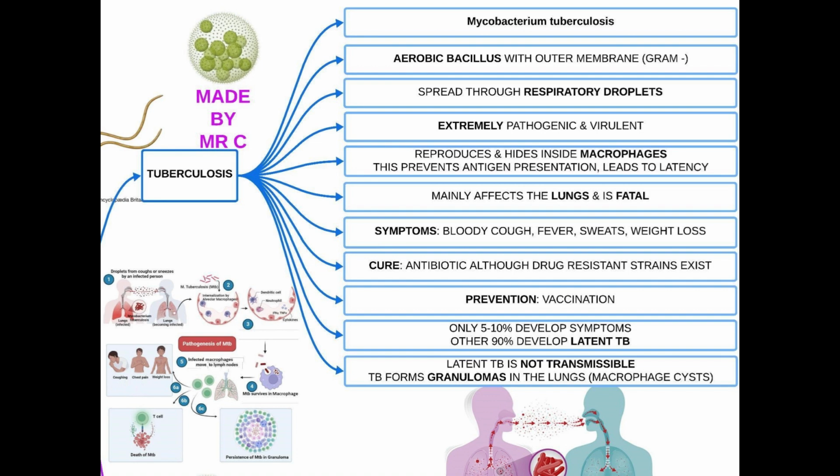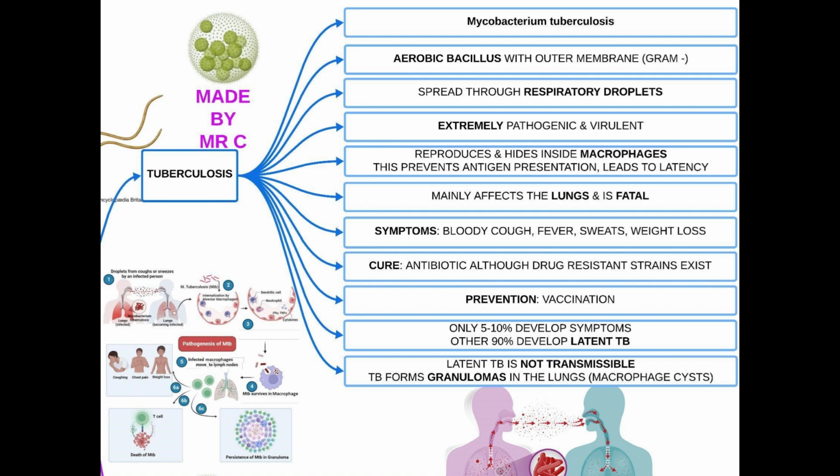The first is the type that causes tuberculosis. It's called Mycobacterium tuberculosis. It's an aerobic bacillus, which means it needs oxygen, and it's rod-shaped, and it has an outer membrane. It spreads through respiratory droplets, is extremely pathogenic and virulent. It reproduces and hides inside macrophages, which are the cells that are looking for it. This process prevents antigen presentation and can lead to latency.